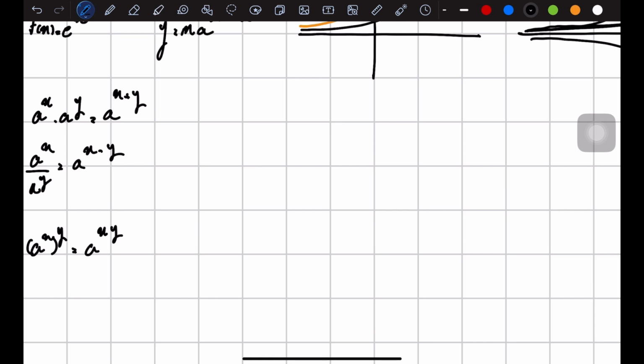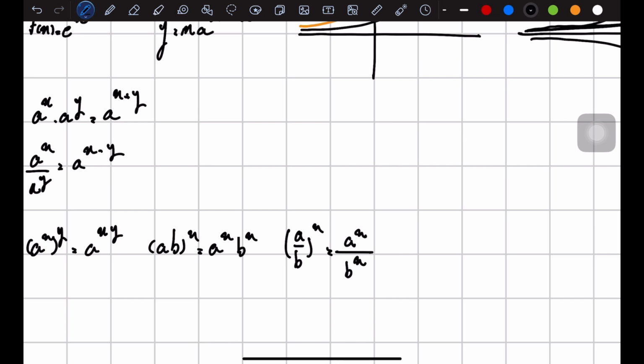What about this one? a times b, all to the power of x. You can separate them, and this one will be a to the power of x multiplied by b to the power of x. And again, if it's a divided by b, to the power of x, this one will be a to the power of x over b to the power of x. Yeah, that's it.